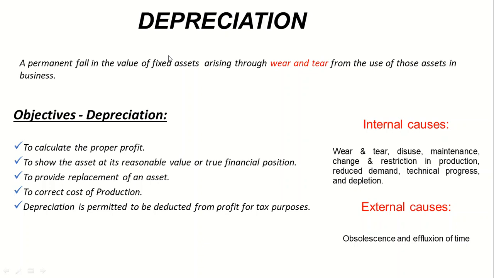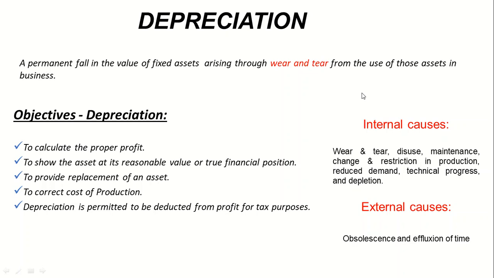So what are the causes behind depreciation? They include internal causes and external causes. There could be wear and tear in the equipment, and by that it can lose its monetary or financial value. Disuse, maintenance issues, restriction in production if there is no use of that machine in production, reduced demand, technical progress. There could be some other advanced solution available in the market, so you can replace that machine or asset with advanced assets.